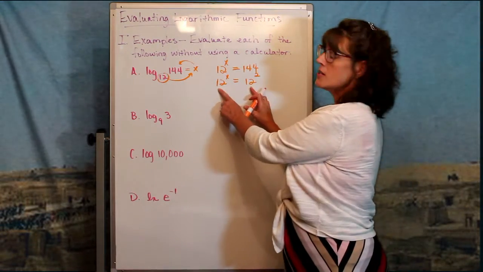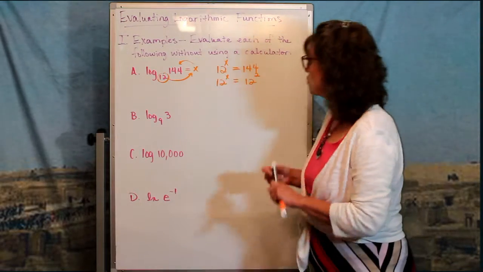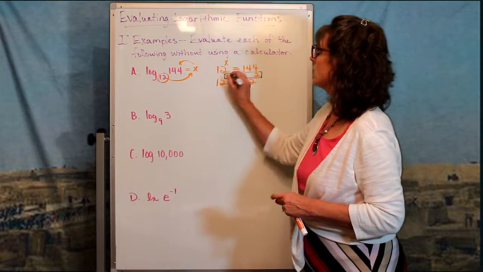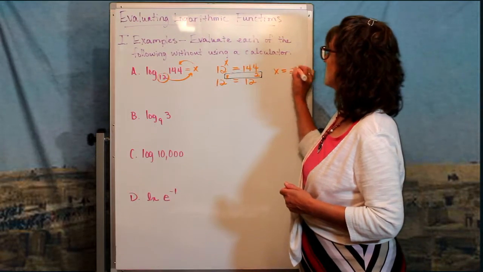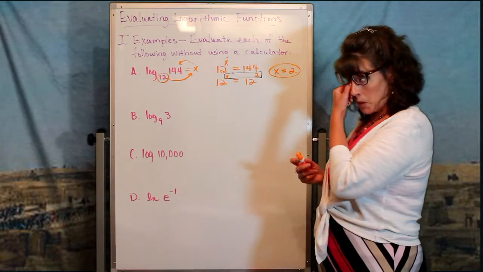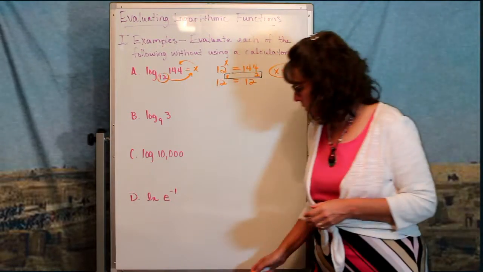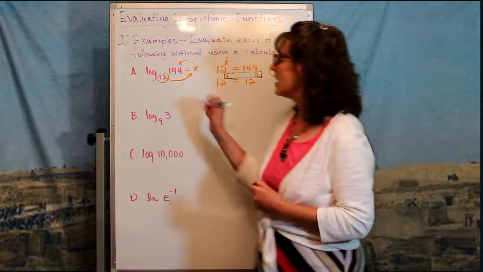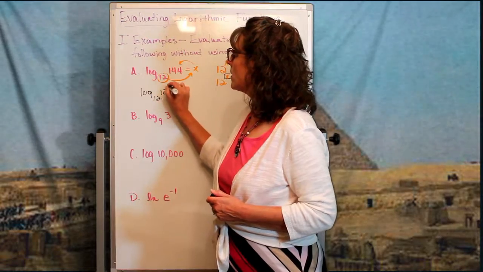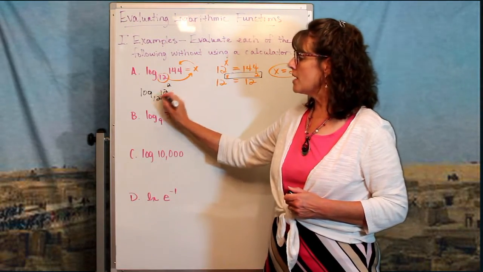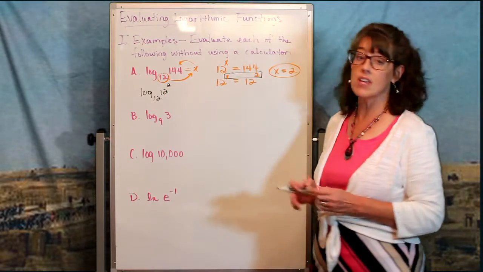And notice that these bases are the same. If the bases are the same, what has got to be true about those exponents? Absolutely, that x has got to be a 2. And so that gives me my answer of x equals 2. In other words, log base 12 of 144 is going to be a 2. Now there was one of those properties of logarithms that said if this 144 is 12 squared, these 12s cancel out, and the exponent that's sitting there is going to be your answer. And that's exactly the answer that we got.